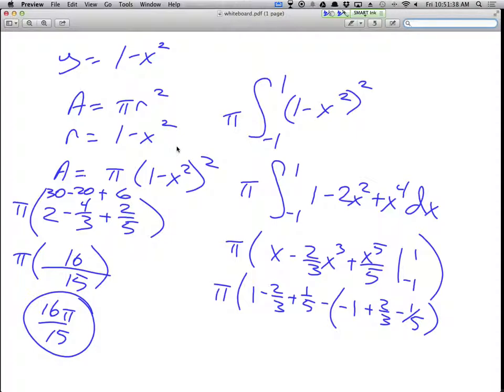Okay, let's try those. But anytime I'm doing revolutions, what is my area formula going to be? Pi r squared. Because anytime I'm doing revolution, my slice is always going to be a circle. Okay, next one.